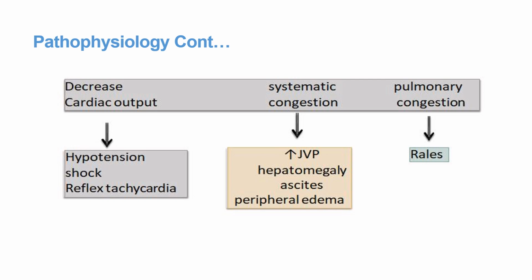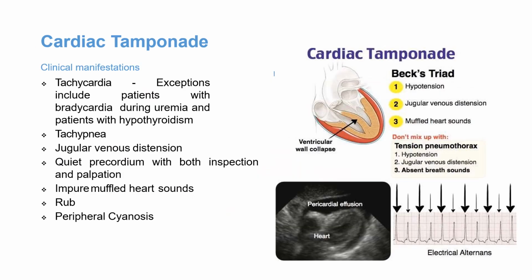Decreased cardiac output automatically leads to hypotension, shock, and reflex tachycardia. Systemic congestion leads to increased jugular venous pressure. There may also be increased liver size, ascites, accumulation of fluid, and peripheral edema, and pulmonary congestion will cause rales that we hear during auscultation.